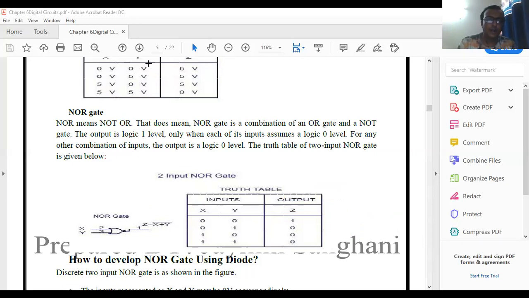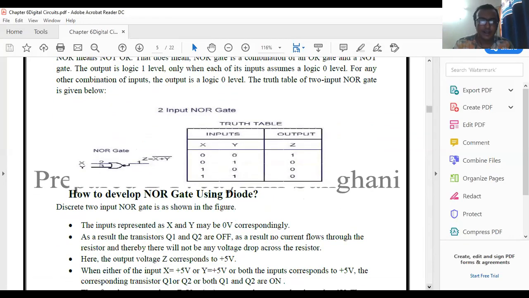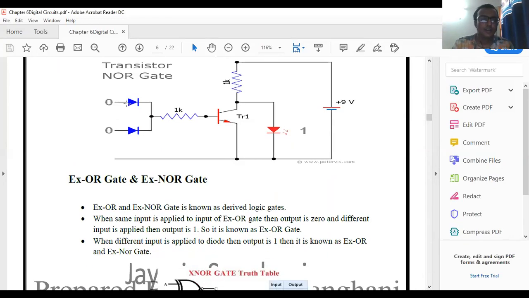Now, how to develop a NOR gate using diodes? Simply reverse bias the diode. See this. Sorry, simply forward bias. In the NAND gate the diodes were reverse biased; here make them forward. Nothing else changes. So we can design the NOR gate.